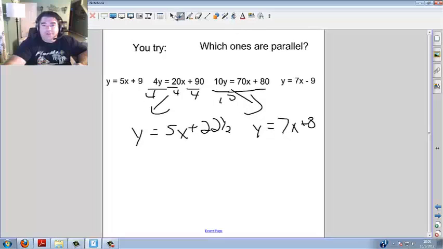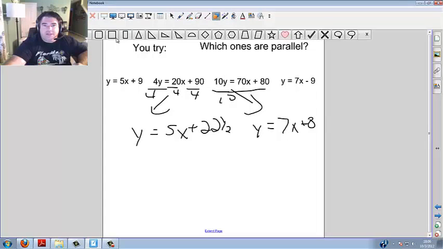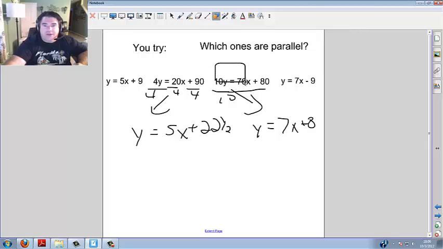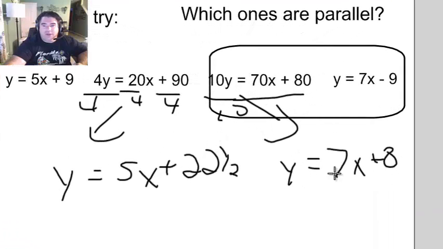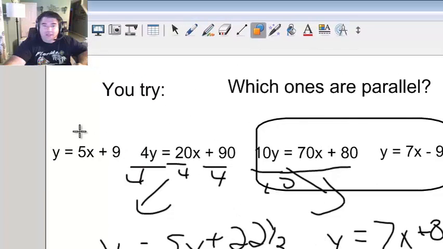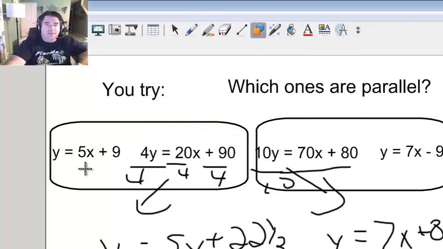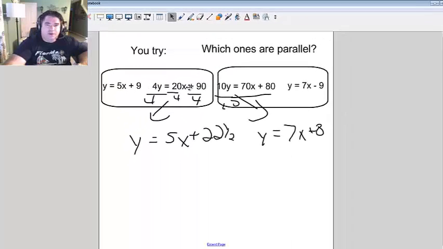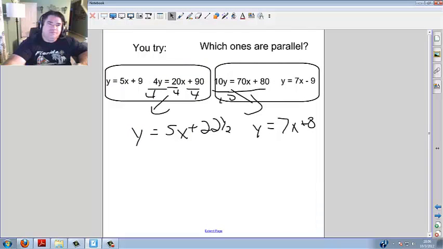Well, if you notice, therefore, these two here, let me draw a little box here, these two are actually parallel because this is y equals 7x plus 8, this is y equals 7x minus 9, but they're both the same slope once I figured this out. And notice this over here. This is y equals 5x plus 9, and this is y equals 5x plus 22.5. Even though 22.5 is kind of weird, they're both 5x, and they're both a different intercept. So these two are parallel, and these two are parallel.